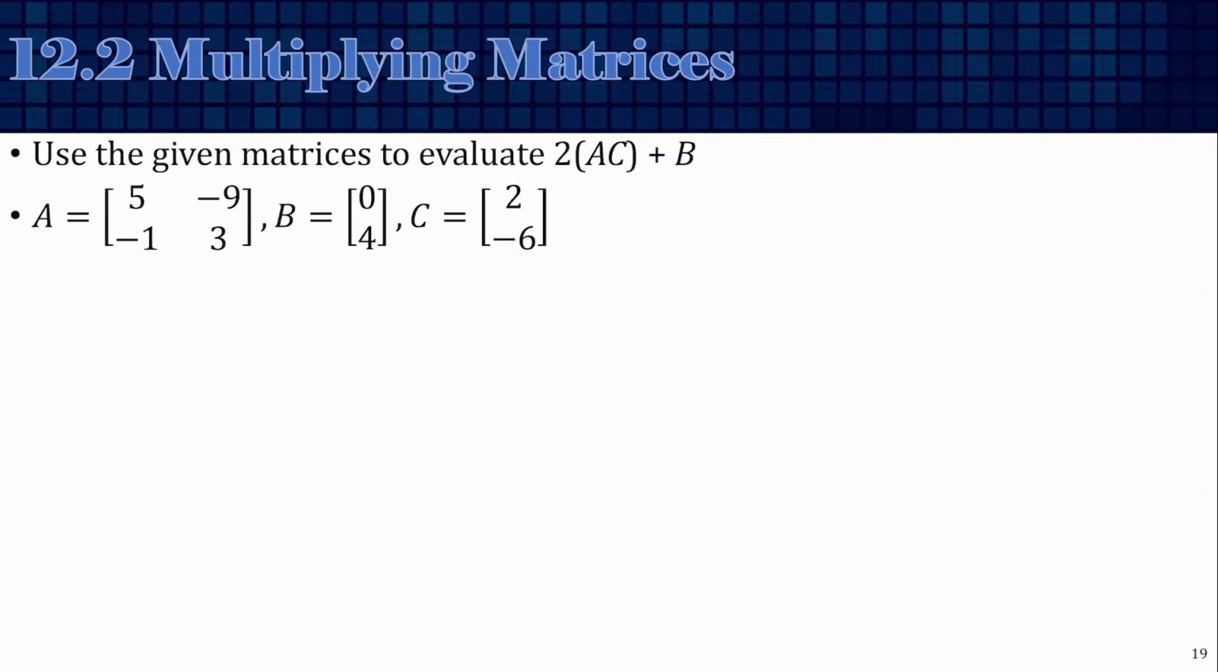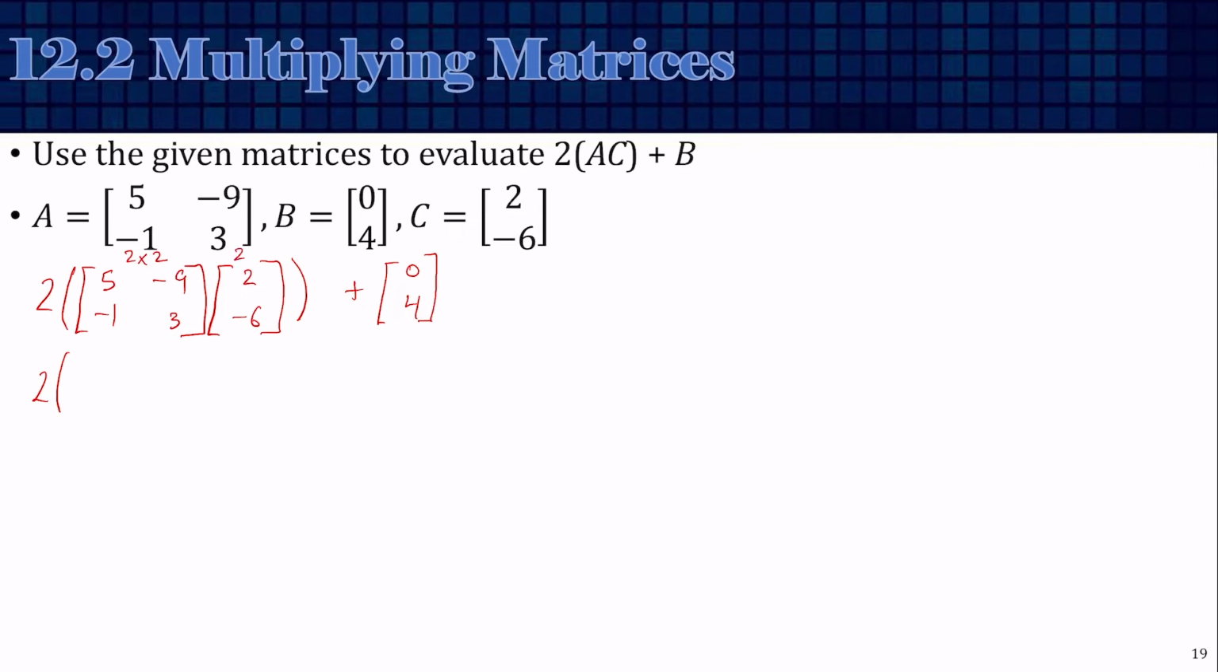All right, let's try another one. Let's use these matrices to evaluate 2 times (A times C) plus B. So let's write it out. We have A times C plus B. Order of operations says we have to start in the parentheses, so let's multiply these matrices. Can we? Sure. It's a 2 by 2 with a 2 by 1. The middles are the same, and our result will be a 2 by 1.